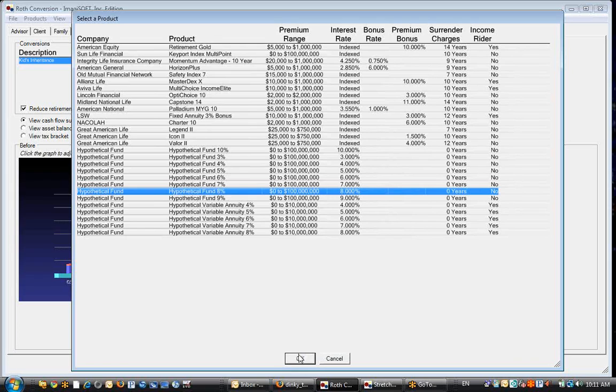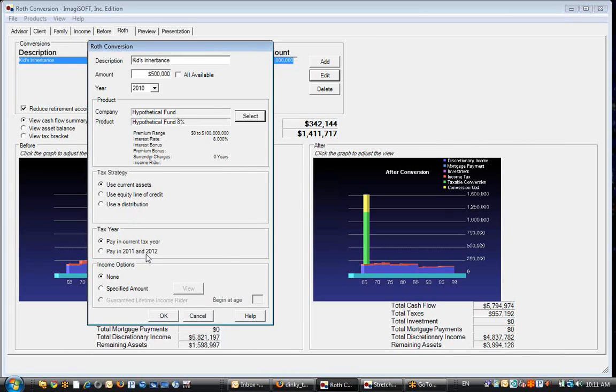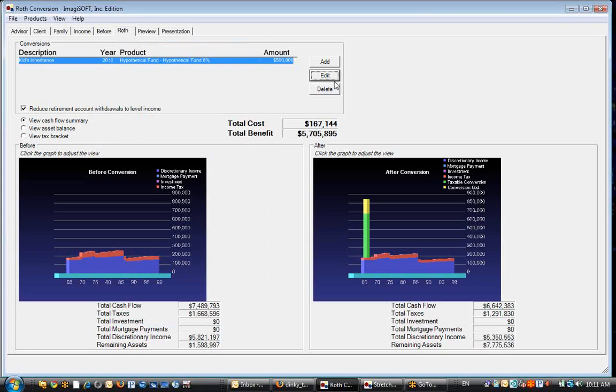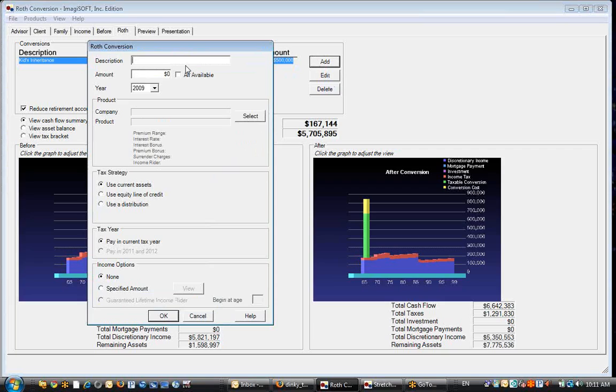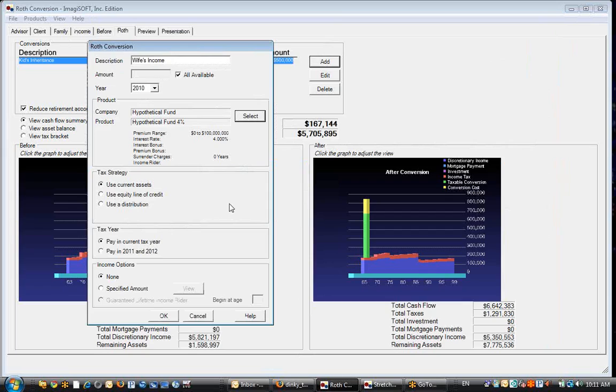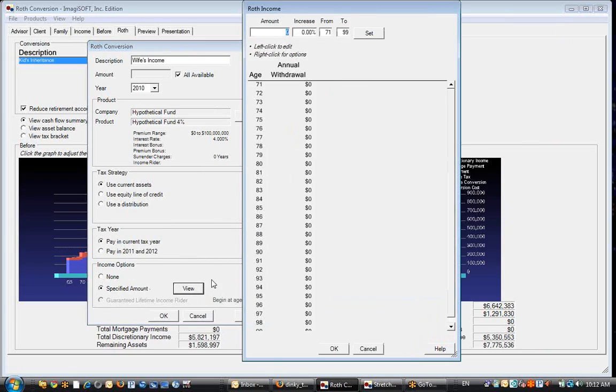This is the kids' part. So we cut this conversion in half, and we just leave that alone. I'm going to say OK. And so now I'm going to go add, and I'm going to call this one wife's income. I'm going to take everything else and put it in the wife's income. I'm going to do that in 2010. And I'm going to agree with them that the 4% was the best place to be. Some kind of a bond, mixed kind of fund, highly diversified. Should do well.